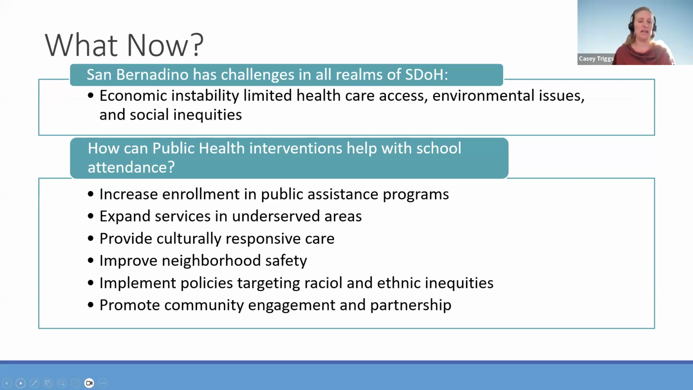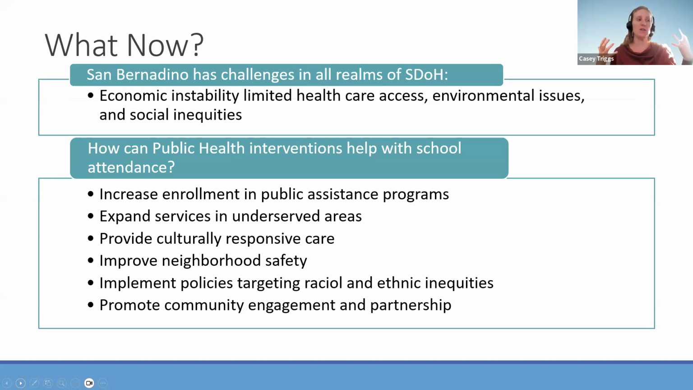Well, I think that, of course, we enhance economic support for families by increasing enrollment in public assistance programs. Some of those public assistance programs are there and just not accessed because maybe there's barriers that a family has to understanding how to apply for that, or maybe not even knowing that they're eligible. Expand healthcare services, particularly in underserved areas, and ensure culturally responsive care. And it sounds like Addison alluded to some really great programs that are happening to expand those healthcare services. Investing in safe environments by addressing environmental hazards and improving neighborhood safety. And then addressing racial disparities by implementing policies that target the needs of marginalized communities.